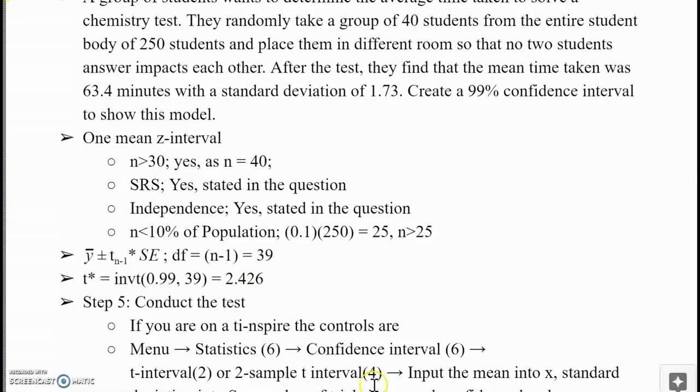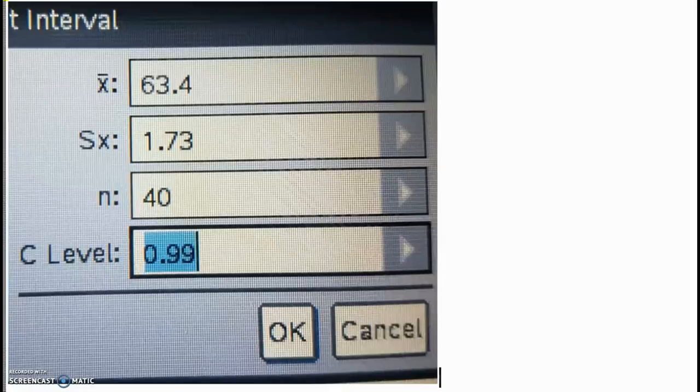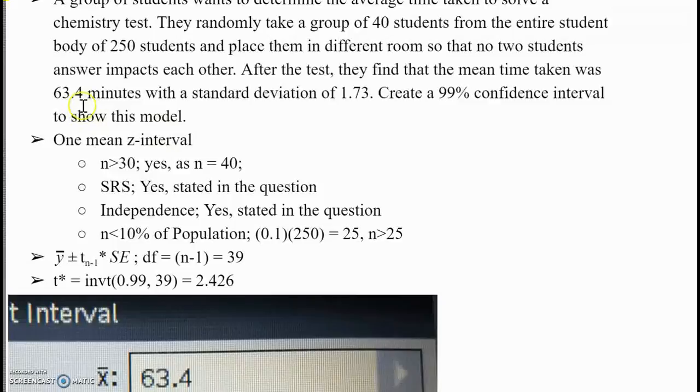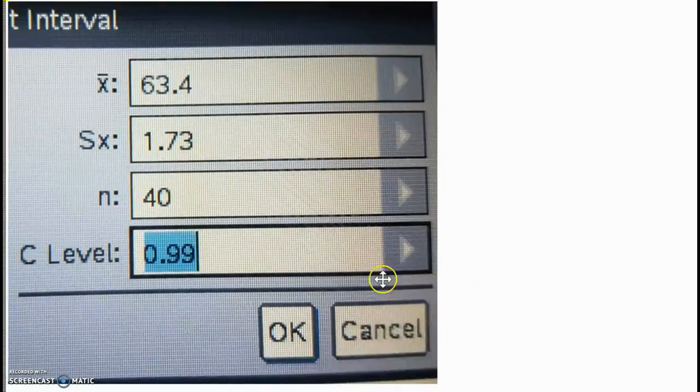Now we know our confidence level. Now we just need to conduct our test. I'll put into the video how you should do it on your calculator. On my calculator, I went to menu, statistics, which was 6. Then I went to confidence interval, which was 6, followed by t interval. Then I went to stats, and inputted my values. For mean, x bar, I put 63.4, which is what we were given here. S of x is 1.73, my confidence level is 0.99, and my n is 40.